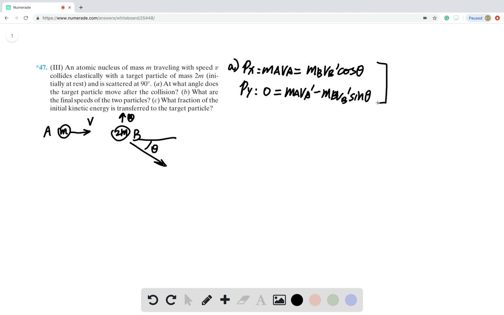We also need the conservation of kinetic energy because this is a completely elastic collision. So the kinetic energy before the collision is half of MA VA squared. This is just the kinetic energy of particle A. Afterwards, it's the kinetic energy of particle A plus the kinetic energy of particle B.